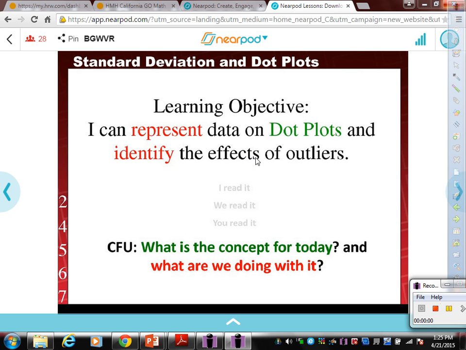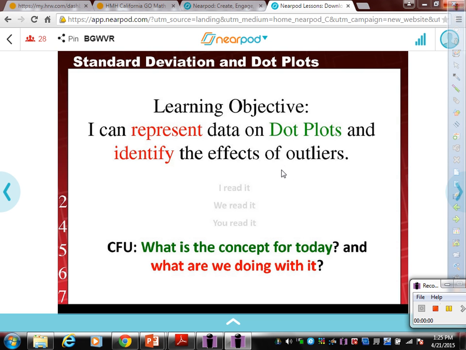So, this is a continuation of yesterday's lesson. The way the book presented it, it was too many concepts in one, and I wanted to make sure that we got well with one concept and moved on to the next before we did all of those. So today, we're not going to focus as much on standard deviation. We're going to focus on dot plots and outliers.